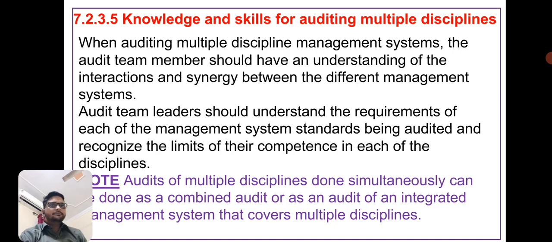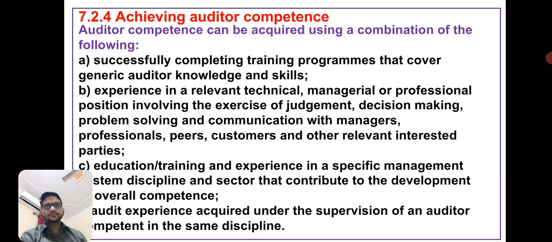When auditing a multiple disciplines management system, the audit team members should have an understanding of the interactions and synergy between the different management systems. The audit team leader should understand the requirements of each of the management system standards being audited. An audit of multiple discipline systems done simultaneously can be done as a combined audit or an audit of the integrated management system that covers all multiple disciplines' requirements.